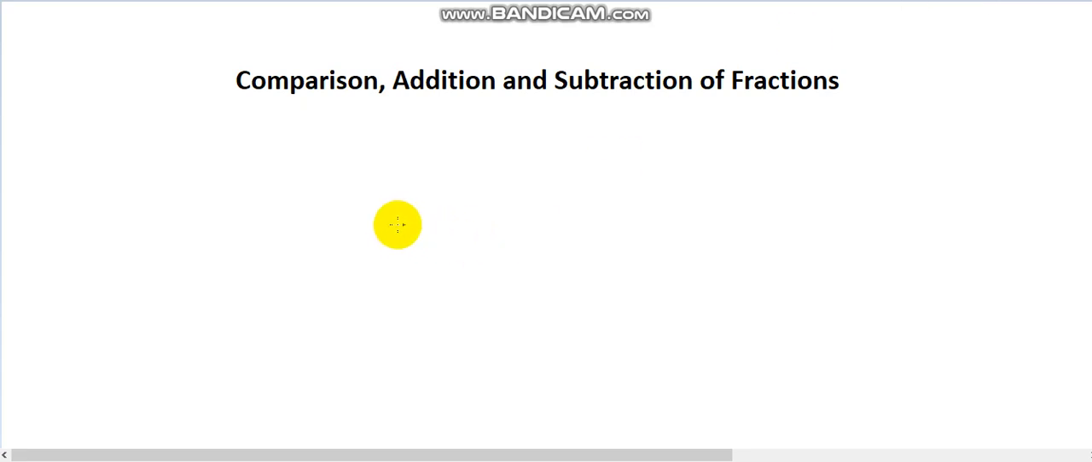Hello everyone, in this video we will be talking about comparison, addition, and subtraction of fractions. Let's start with comparison. Comparison of fractions has two cases.